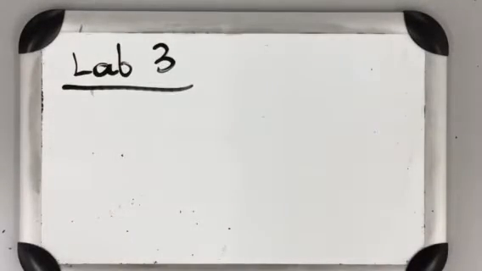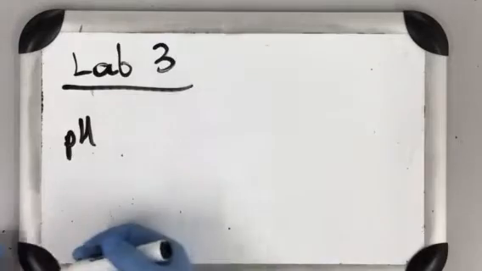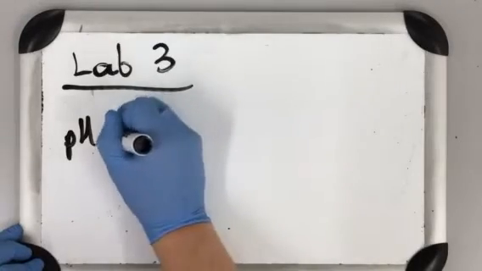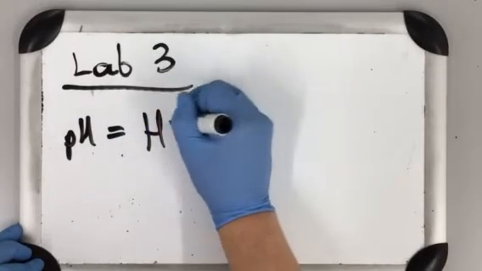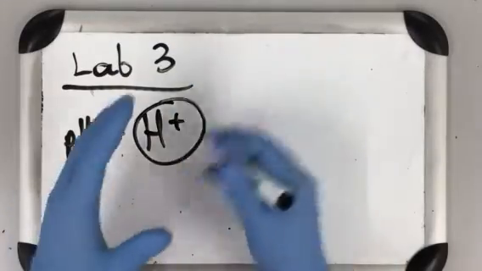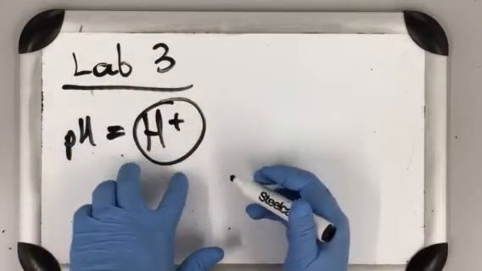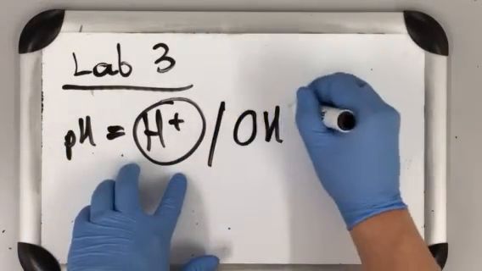Okay, so lab 3 covered biological molecules, solutions, and solubility. The main concept of this lab was pH and how acidic or basic certain solutions are. So pH is essentially a measure of how many of these H ions are out there. Conversely, it's a countermeasure. There's always an equal ratio of how many H ions are out there versus how many OH ions are out there.